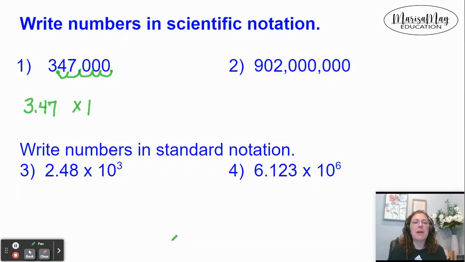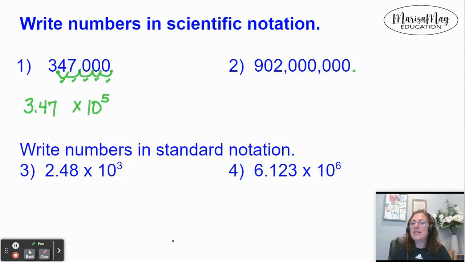Now I've got to multiply by a power of 10. Now you see those little scoops I made, right? I moved that decimal each place. That's going to tell me how many places I moved it and what my exponent is. So that's 1, 2, 3, 4, and that's 5. So there's my exponent. Let's do one more like that.